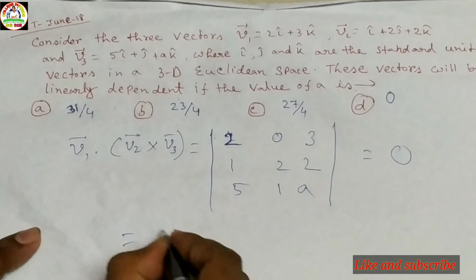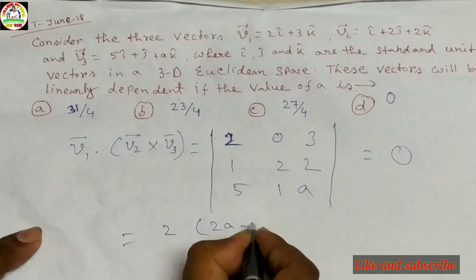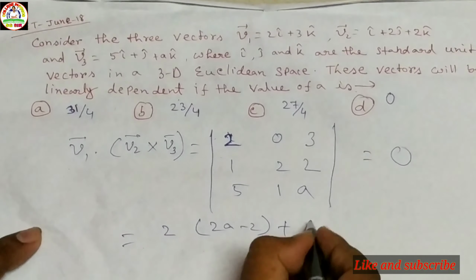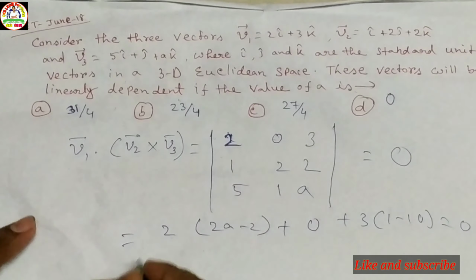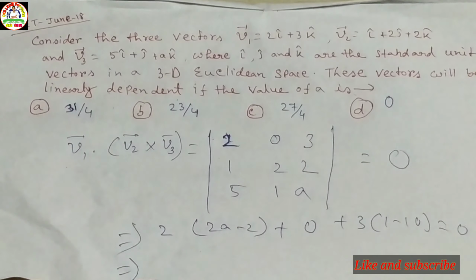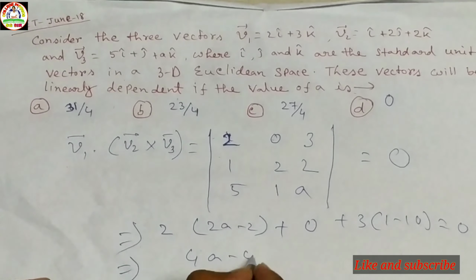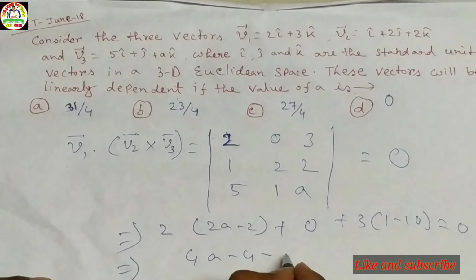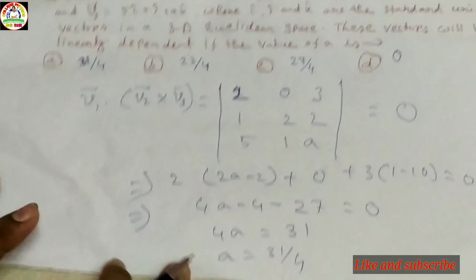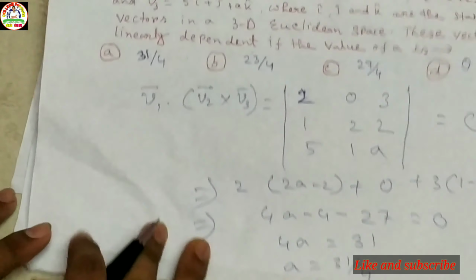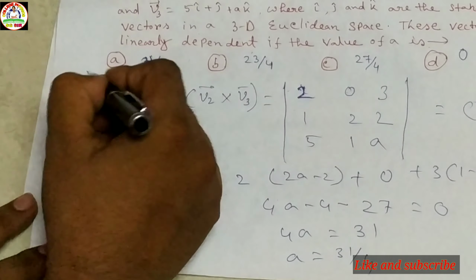So if we calculate it, we get 2 into (2a minus 2) plus 0 plus 3 into (1 minus 10) is equal to 0. So we get 4a minus 4 minus 27 is equal to 0. So 4a is equal to 31. So a is equal to 31 by 4. So we get the option, first option is correct.